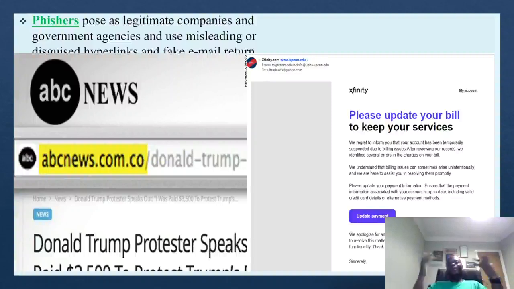What in the world? That's not Xfinity.com. But they're counting on you not paying attention and being like, wow, this looks like Xfinity. Oh my goodness, I must be having some problems with my bill. And then you click on it, and there they got you.